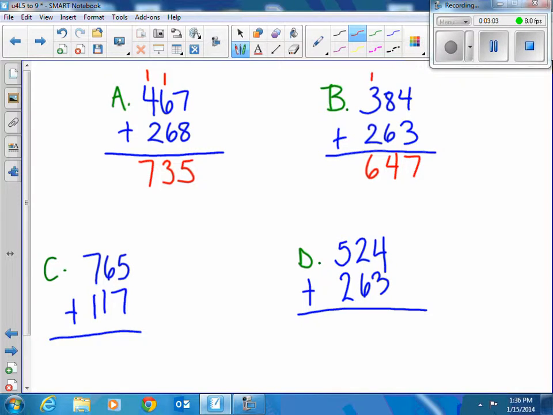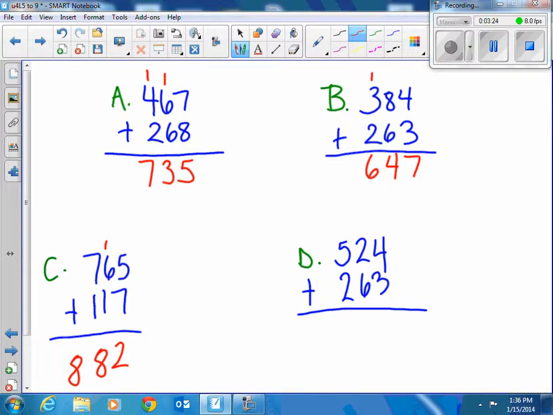Next number. Letter C. 5 plus 7 is, that's right, 12. Put my 2 down, carry the 1. 6 plus 1 is, that's right, 7 plus the 1 is 8. 7 plus 1 is, that's right, 8. So my sum is 882. Let's go ahead and do D.